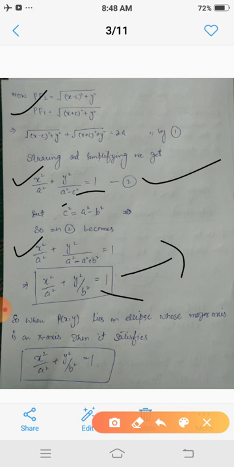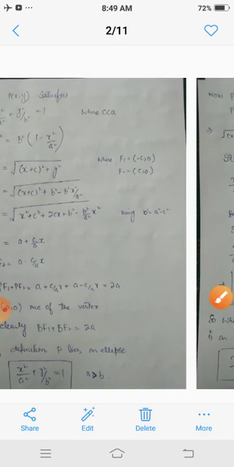Now conversely, assume that P(x, y) is any point satisfying this very equation, that is x square upon a square plus y square upon b square equals 1. We have to prove that this point lies on the ellipse.